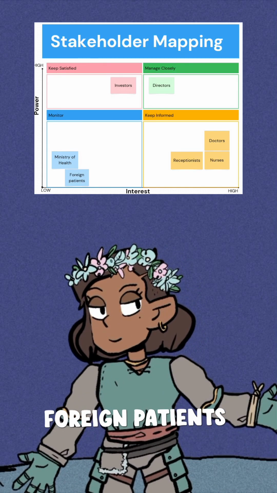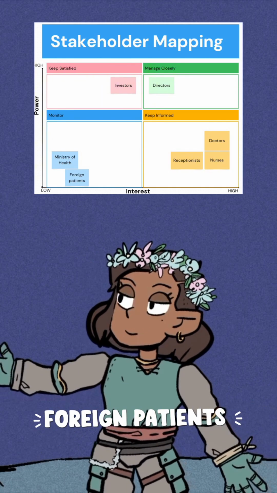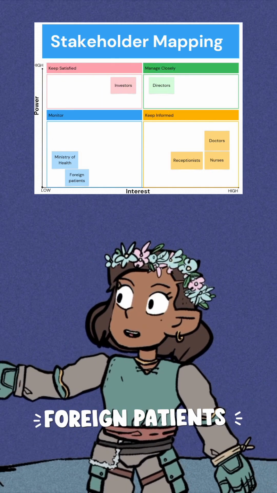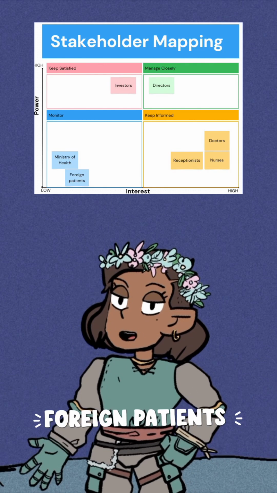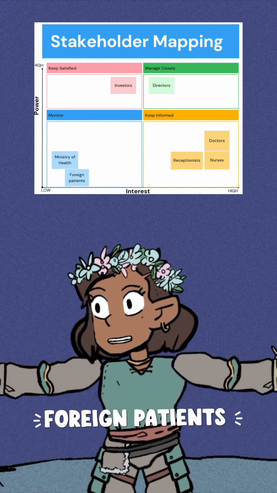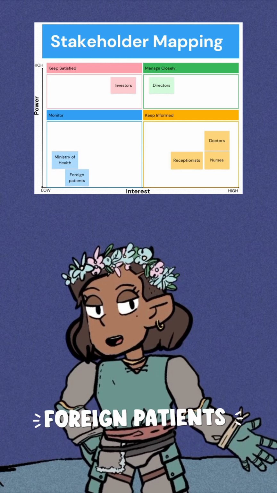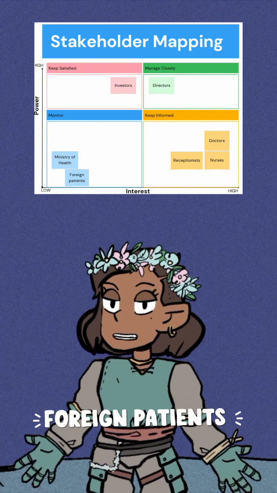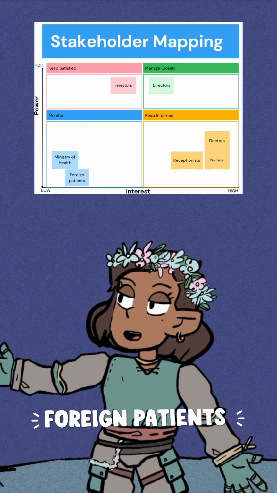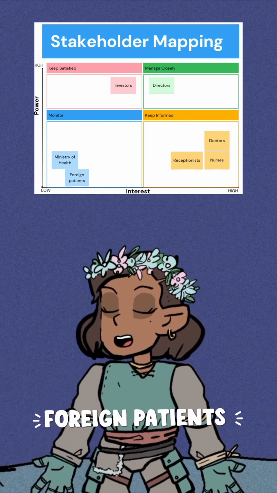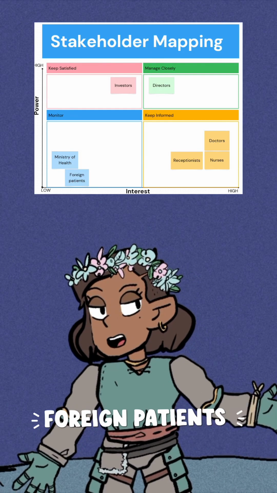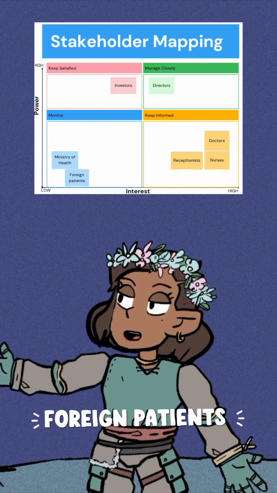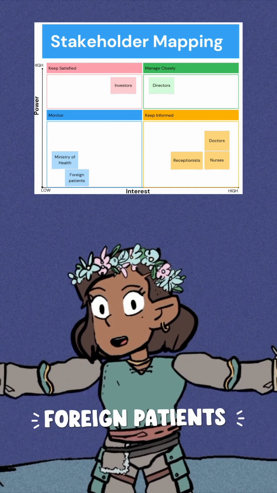Foreign patients, monitor. Foreign patients are located in the monitor quadrant because they have low power and individually limited influence over institutional decisions. Their interest is high at a personal level, but not at an organizational level. Relation with the objectives: all objectives. They are the main beneficiaries of language support, communication improvements, policy implementations, and reduction of misunderstandings. Importance: even though they have low power, they represent the central focus of the project. Conclusion: they are passive stakeholders but critical for evaluating the success of the intervention.